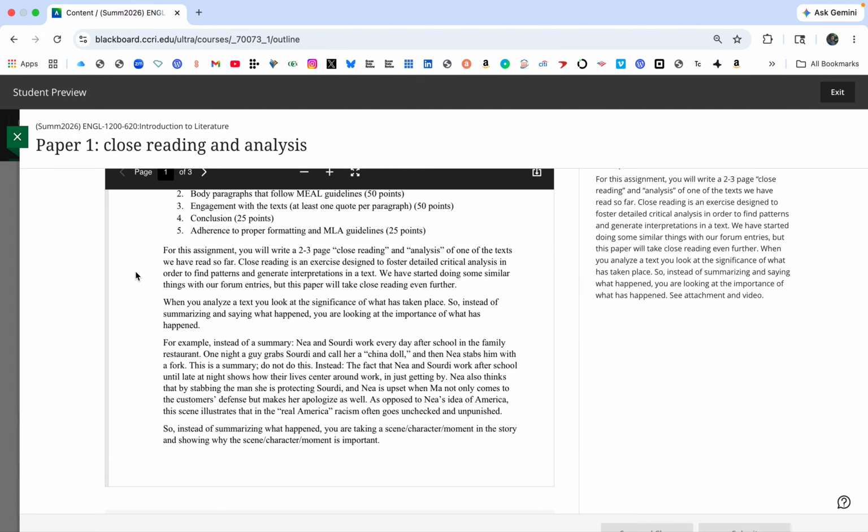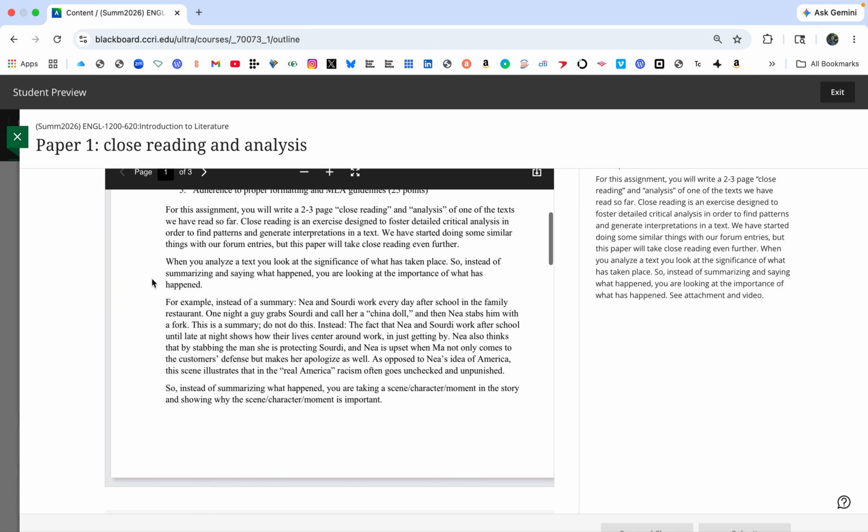For this assignment, you will write a 2 to 3 page close reading and analysis of one of the texts we have read so far. These will be the first handful of short stories. Close reading is an exercise designed to foster detailed critical analysis in order to find patterns and generate interpretations in a text. We have started doing some similar things with our discussion boards, but this paper will take close reading even further. When you analyze a text, you look at the significance of what has taken place. So instead of summarizing and saying what happened, you are looking at the importance of what has happened.